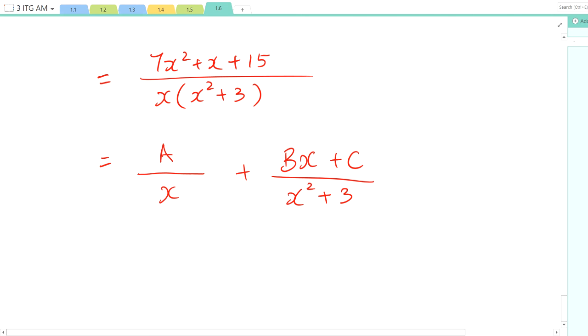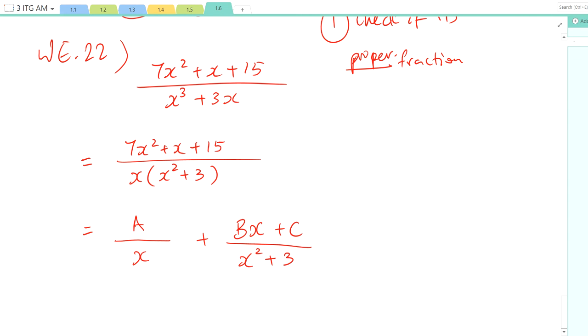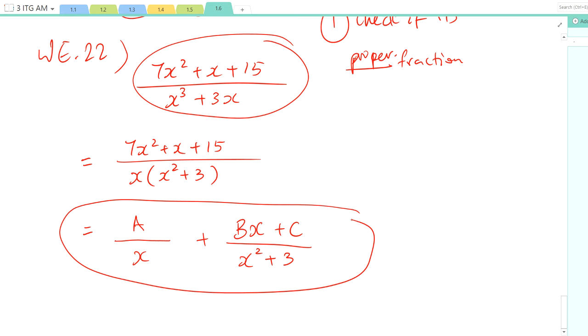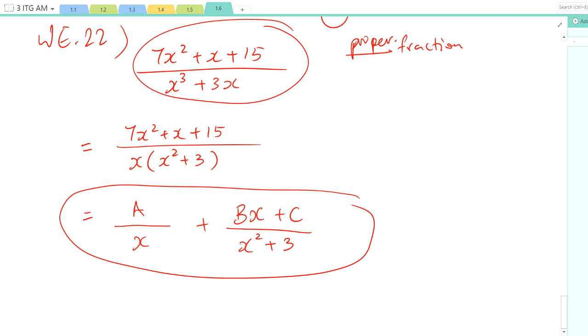Once we have this, do you know how to proceed? Do you know how to proceed from here? I've got an original fraction equal to partial fractions. Can you proceed by yourself? Yes, what should we do first? Not yet, haven't let yet. Multiply throughout, yes? So what do I have on the left hand side? 7x squared plus x plus 15 equals to A.